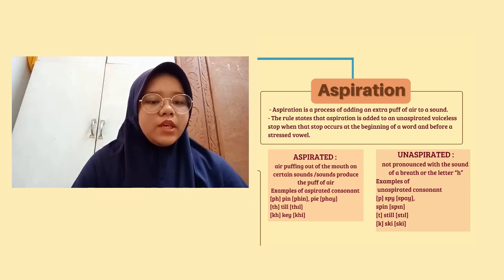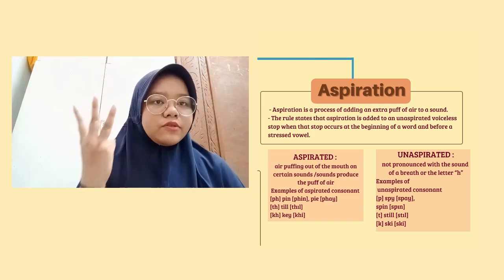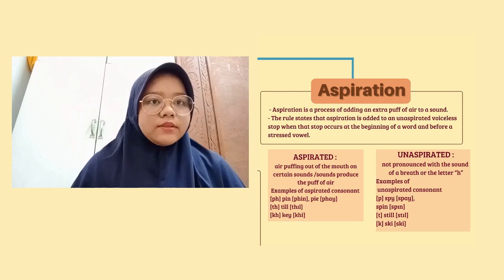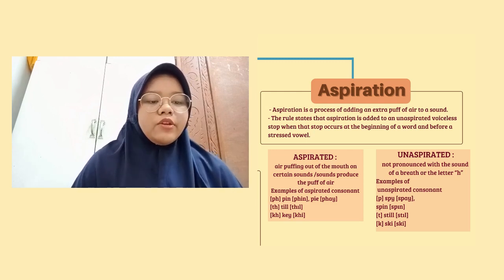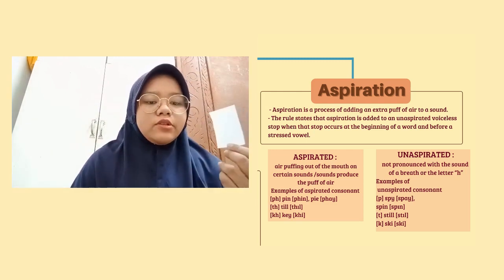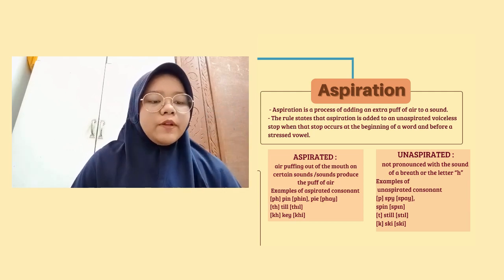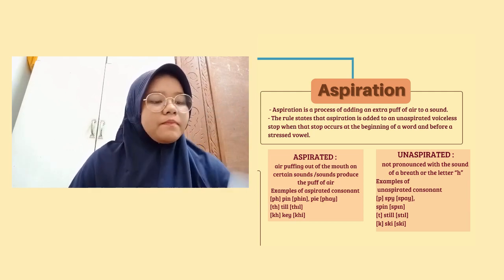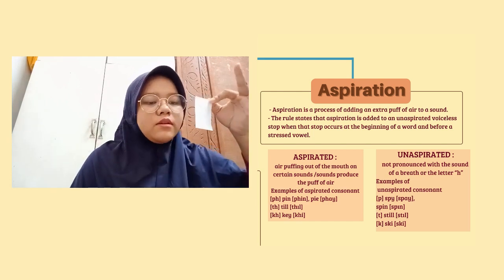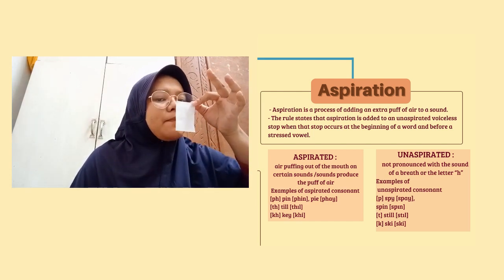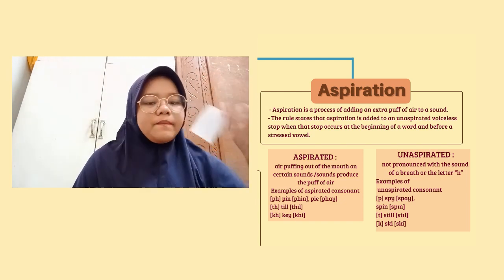Aspirated sounds mean that air puffs out of the mouth on certain sounds, or we can say that the sounds produce a puff of air. There are three aspirated consonants. It's P, T, K. You can use a little piece of paper to see it move. For example, the words pin, top, and cam or key.